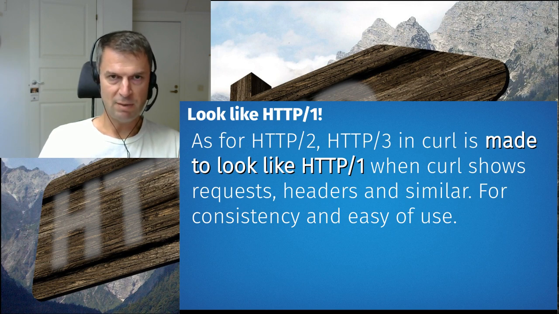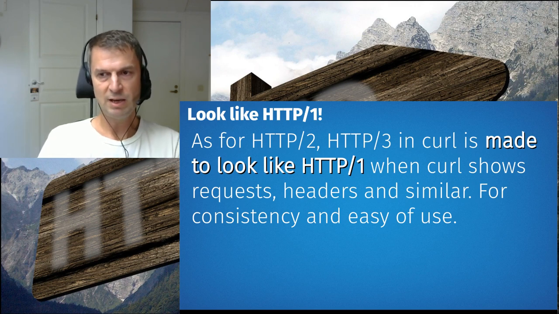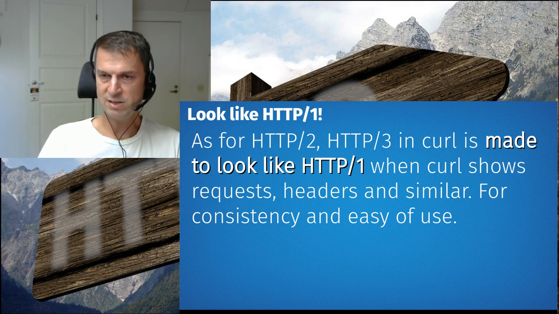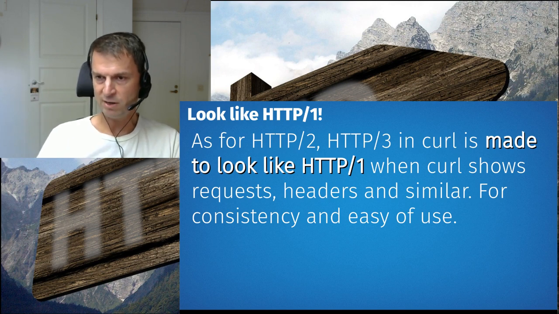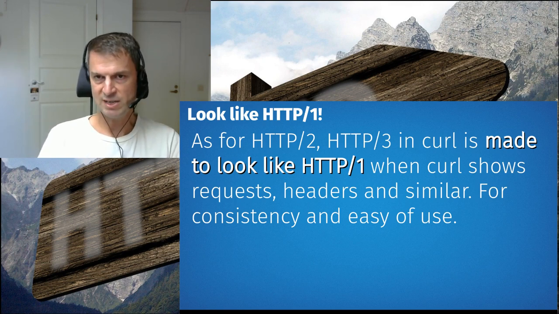What do I mean with this? I mean that when you see headers or anything HTTP-like with the curl tool and even with the curl library, they will appear as HTTP 1 headers. So if you can set headers, you set a header, you can see the headers come back and they will look like header name, colon, value, in the same manner as you've always seen headers in the HTTP 1 style. Since HTTP 2 introduced header compression, they're not actually sent like that over the wire, right? They're actually compressed in binary and magic, so you don't actually see them like that ever, possibly.